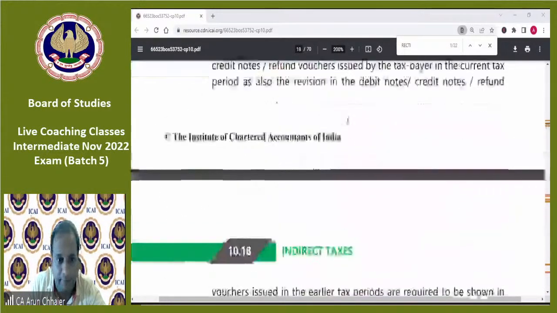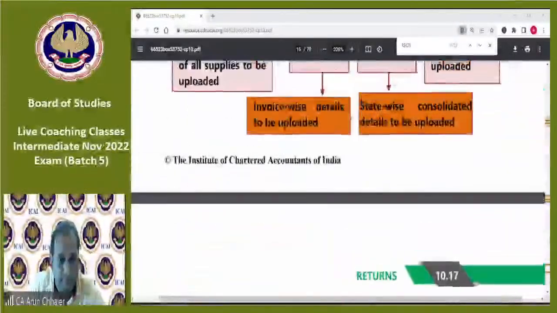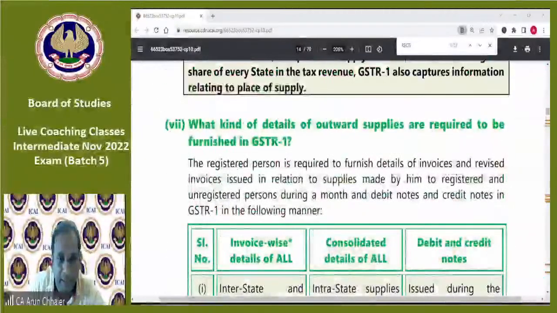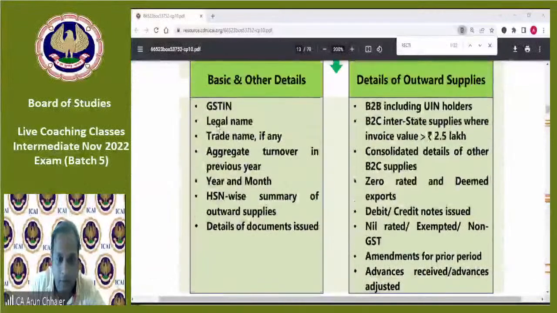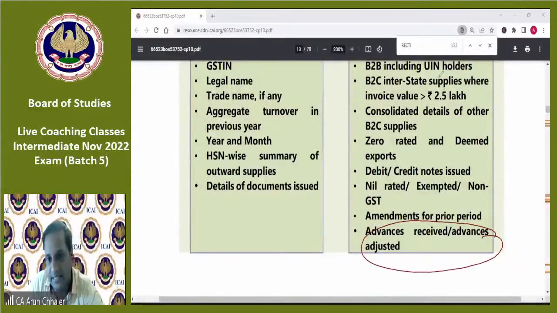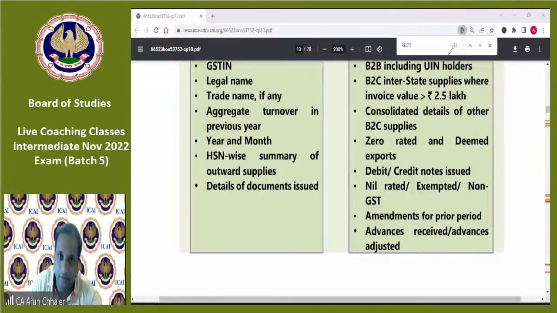Going back, the last part of this table is the advance received and advance adjusted. So you have given the advance. I have to issue the supply, if it is against supply of the service, you are giving the advance to me. I need to pay the taxes at the time of advance. And we have discussed in the tax invoice chapter also, which document will be issued for advances: receipt voucher. So accordingly, we need to enter.